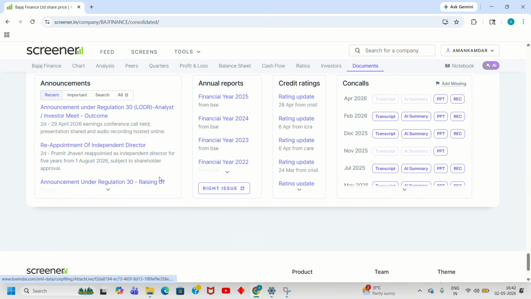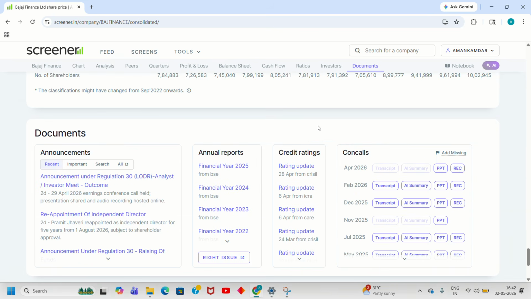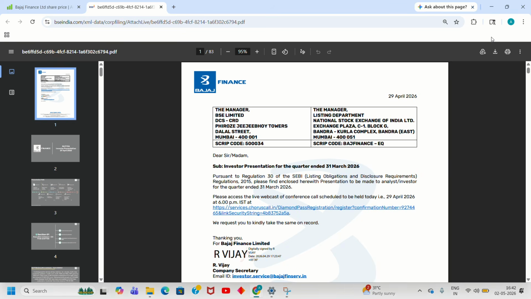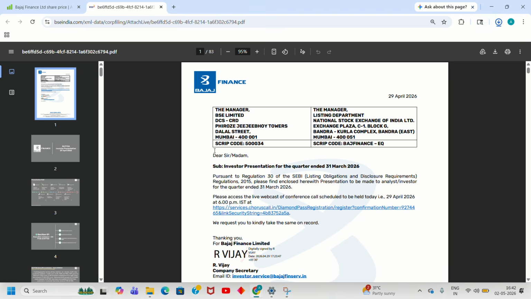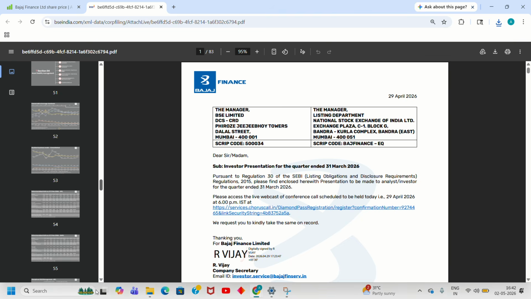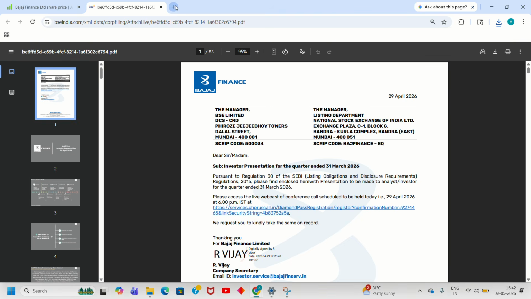Now one more scenario that I would like to tell you guys is that every quarter a con call happens. So what we can do is go to this PPT and download this file. After downloading this file, I will show you how to analyze it. Instead of going through the whole document, how we can quickly analyze it with the help of AI.